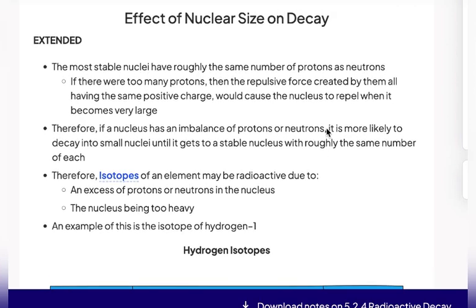Okay, the overview on the effect of nuclear size on the decay. We normally say most of the stable nuclei have the same number of protons and the same number of neutrons. So when you're stable, it means your number of protons and neutrons are probably the same. But the moment there's a difference between your number of protons and number of neutrons, then you start to feel unstable. You start to feel the instability.